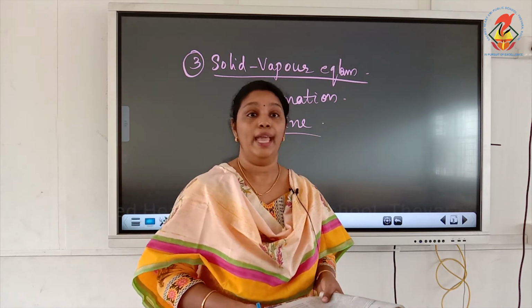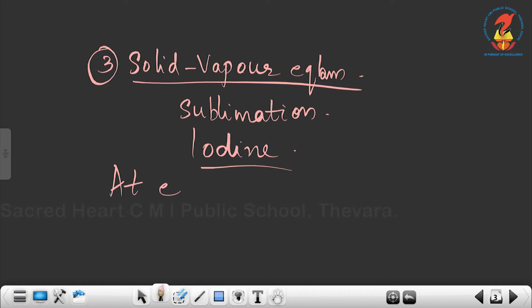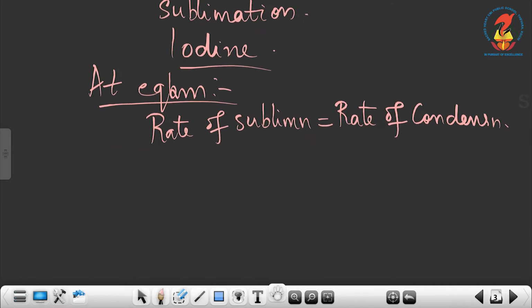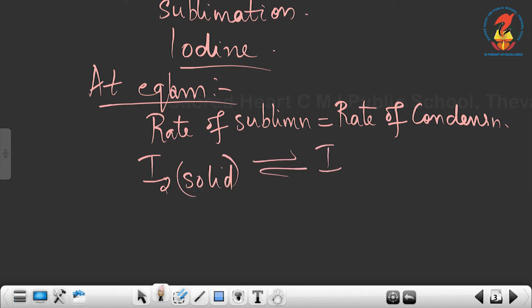So, we can say at equilibrium, rate of sublimation is equal to rate of condensation, and both the processes, that is sublimation and condensation, take place simultaneously, and we can represent that equilibrium as I2 solid, iodine in solid state in equilibrium with iodine in vapor state.